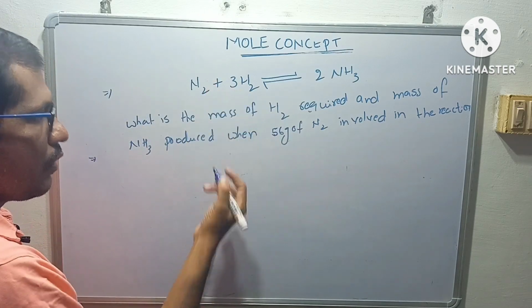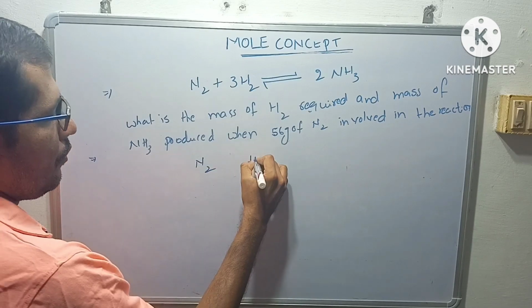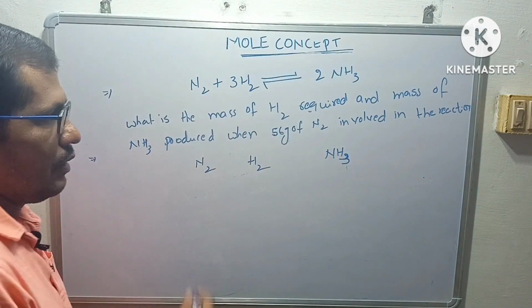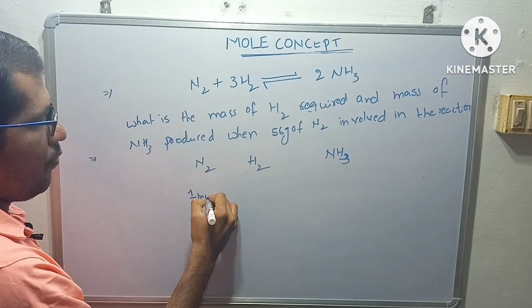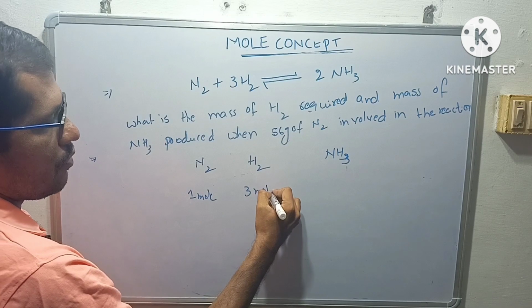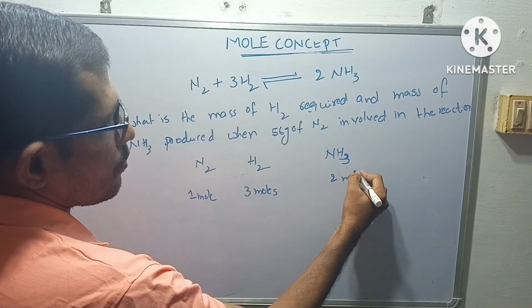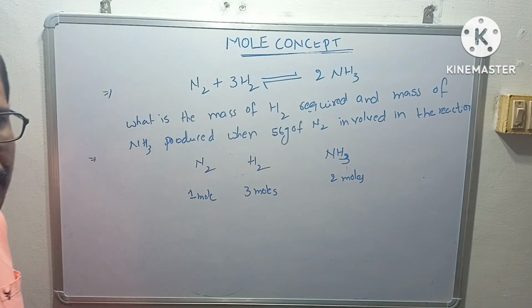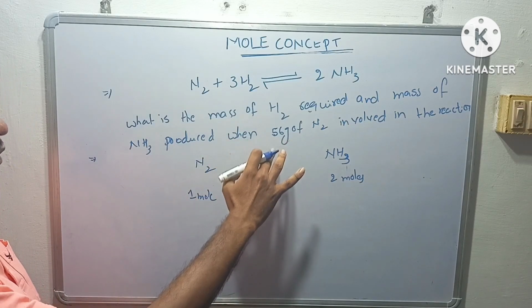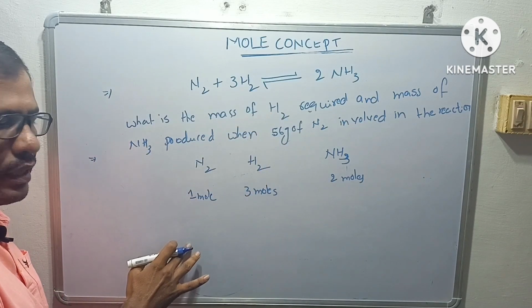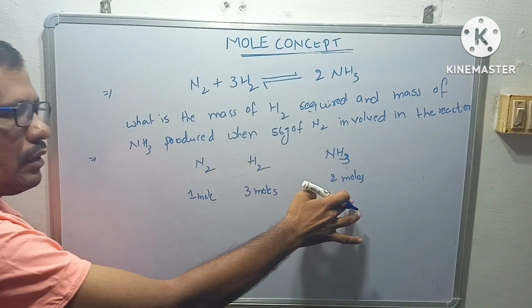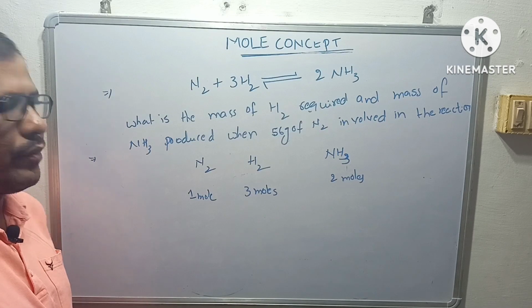First decode the reaction. N2, H2, NH3, right? N2 1 mole, H2 as per the equation 3 moles and NH3 2 moles. First write as per the equation. Next, as per the question, right? They have given the N2. They asked us to calculate the mass of the hydrogen and mass of the ammonia, right?